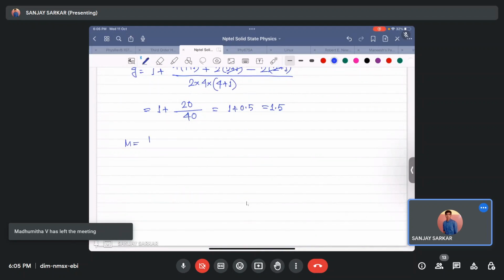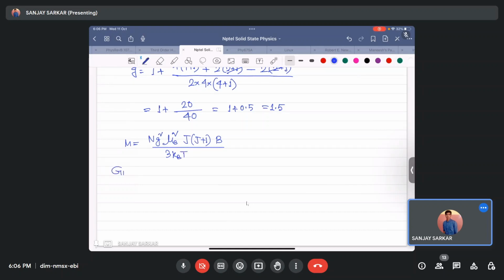M is N g squared mu B squared J into J plus 1 into B divided by 3 kB T. Given N, what is N? The number of ions per unit volume is 10 to the power 30 ions per meter cube. Then g, we have calculated g, which is 1.5.